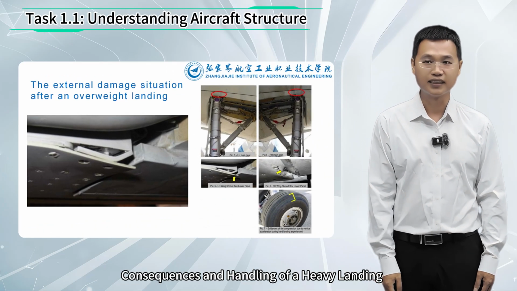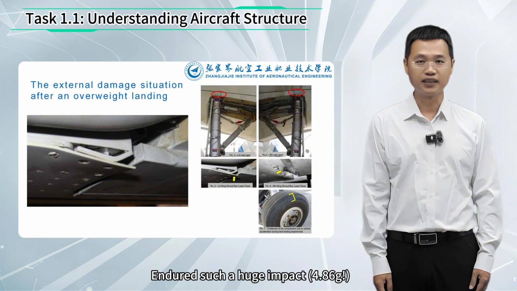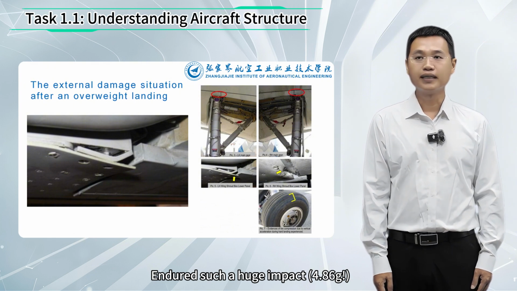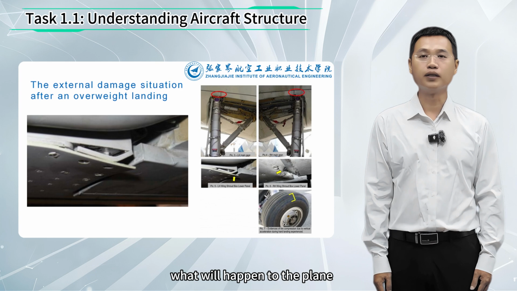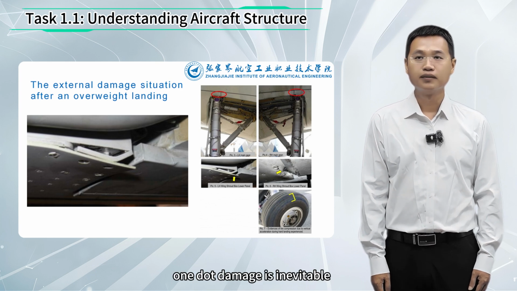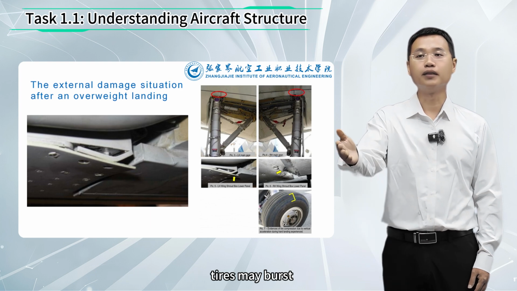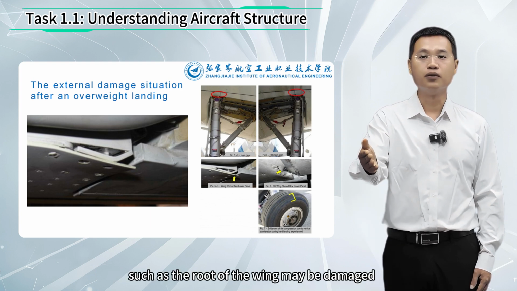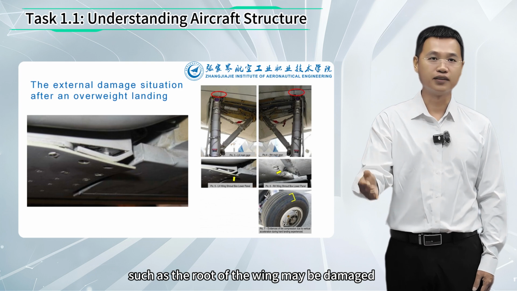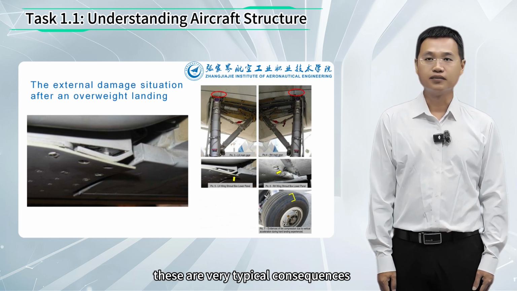Consequences and handling of a heavy landing. Having endured such a huge impact, 4.86 G, what will happen to the plane? 1. Damage is inevitable. The landing gear structure may be deformed or cracked, tires may burst, and critical connections such as the root of the wing may be damaged. These are very typical consequences.